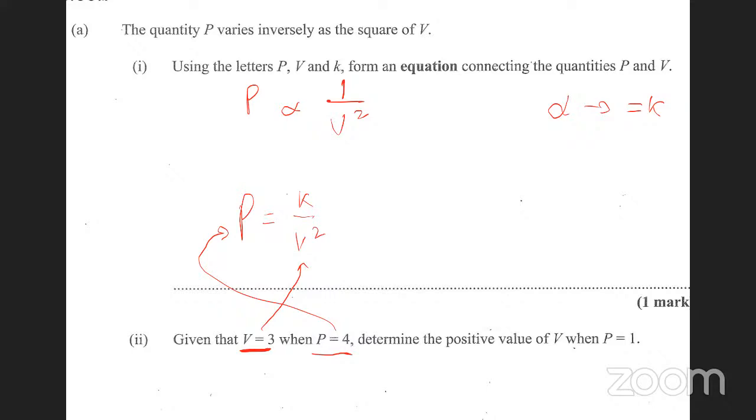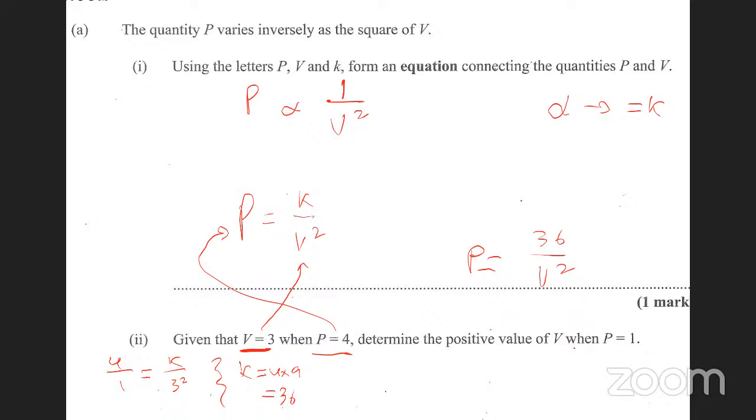So that'll be 4 over 1 is equal to K over 3 squared. So K is equal to 4 times 9, which is 36. Right? 36. Now we know what the equation looks like. The equation is V is equal to 36 P squared. How are we going to get V?